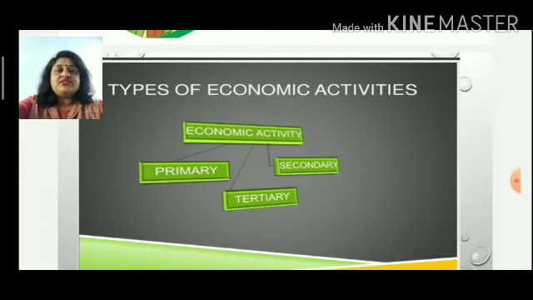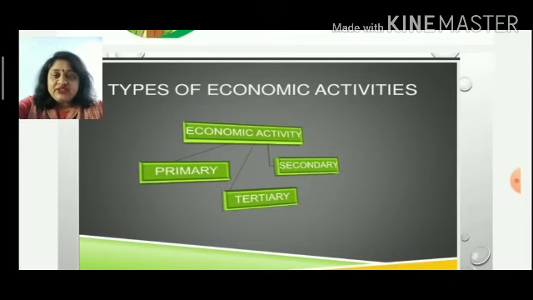As you can see on the screen, the very first one is primary. Okay, so the first activity is primary activity. Primary activity includes all those activities which are associated with nature. Okay, whatever things we obtain from nature. So if we want to define the word primary activities, we will define it in such a way that primary activities include all those connected with extraction and production.